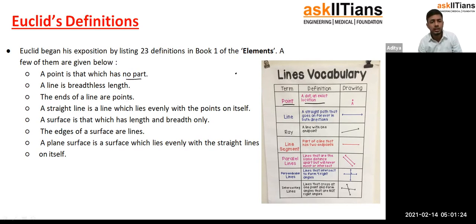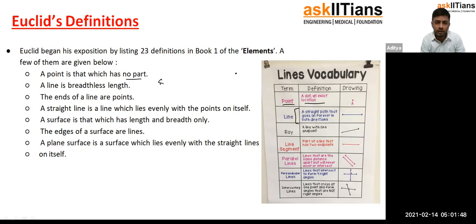Now, what is a line? A line is a breadthless length. So breadthless means it is a one-dimensional curve. It is a one-dimensional object, right? So that's what we mean by a line. Or in other words, we can also say that it is a straight path that goes on forever in both the directions. So basically, it never stops, right?